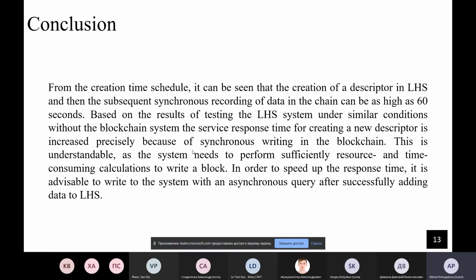But if you're talking about security, it's better to make the difficulty in the system a little bit higher. But if we make the difficulty higher, our miners should work a little bit longer, and the time of writing and extracting data from the blockchain system will be a little bit higher. So from the creation time schedule, it can be seen that the creation of a descriptor in LCS and then the subsequent synchronous recording of data in the chain can take as long as 60 seconds.